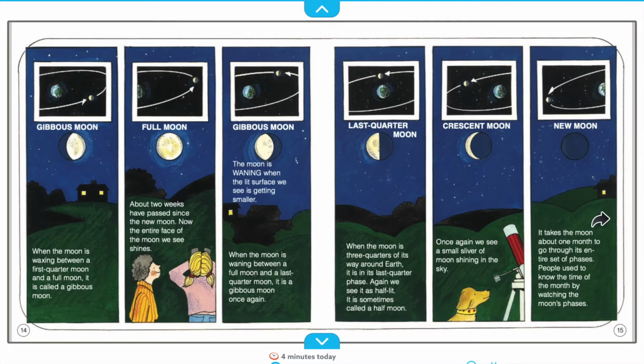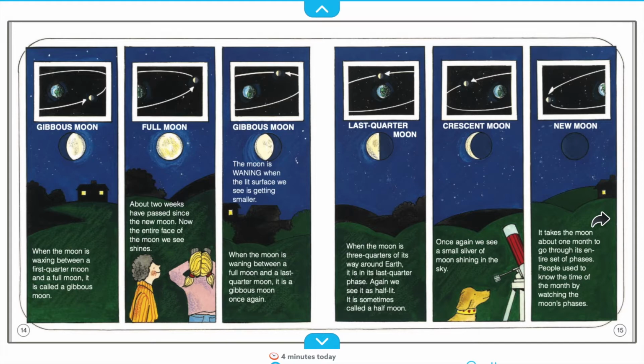Now we have a gibbous moon. When the moon is waxing between a first quarter moon and a full moon, it is called a gibbous moon. Next is a full moon. About 2 weeks have passed since the new moon. Now the entire face of the moon we see shines.